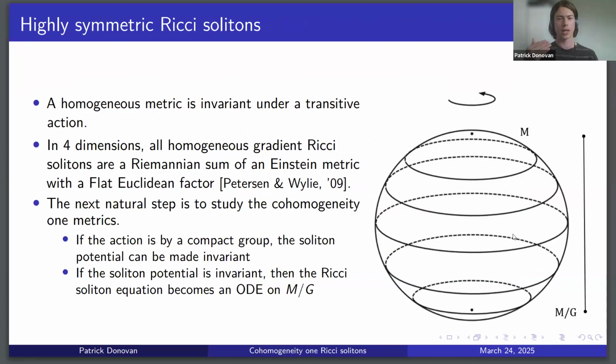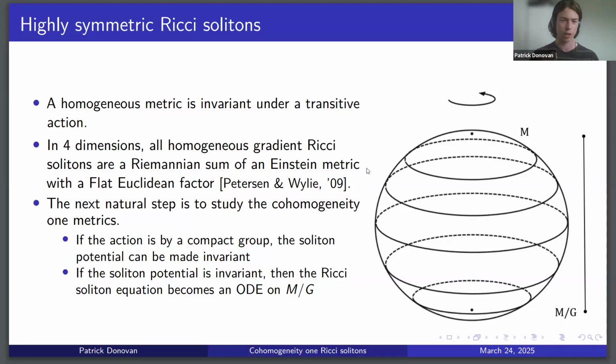So the point here is that there's some great work done by Peterson and Wylie, that all homogeneous gradient Ricci solitons are either really obvious or have a lower dimensional example and a flat Euclidean factor. So there's only 5 of these guys. And in particular, a nice way we can see that is if the action is by a compact group, then the soliton potential can be made invariant. For the homogeneous case, that means the soliton potential should most of the time just be constant. And that's why we see these things have these Einstein metrics mostly.